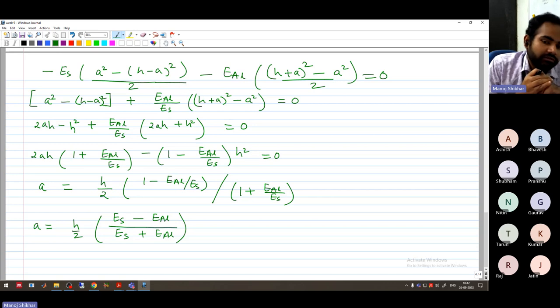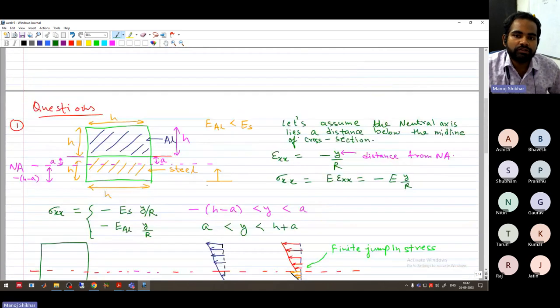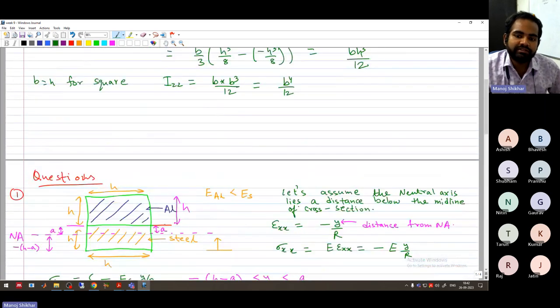And also one more thing to look at here is that in the question, it was given that E_Al was smaller than E_S. So this quantity is less than 1. Okay, so E_Al by E_S is less than 1. Hence, A is positive, which means that the direction we took was correct. So here the neutral axis is below this midline.